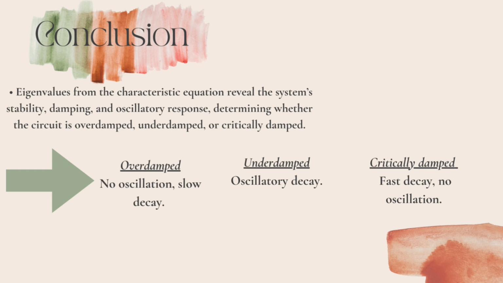As an example in the slide, an overdamped system exhibits no oscillation but has a slow decay. An underdamped system displays oscillatory decay. A critically damped system ensures the fastest decay without oscillation. By leveraging this understanding, engineers can predict and enhance circuit performance, ensuring stability and efficiency for real-world applications.